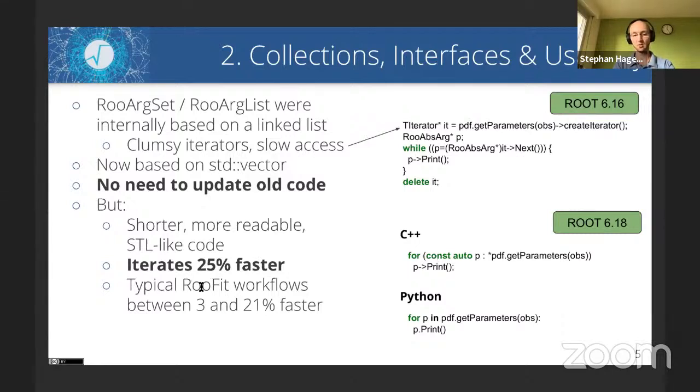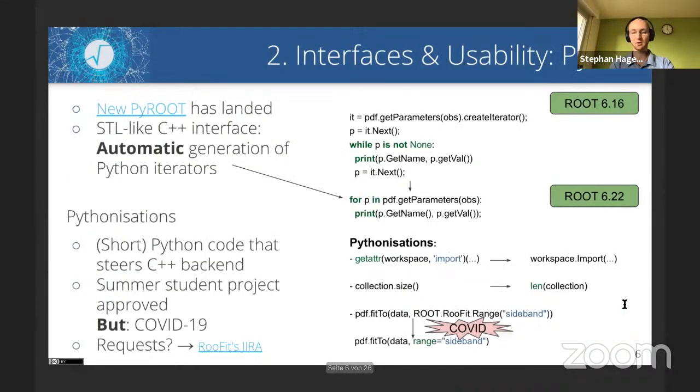Typical workflows, when you just look at the tutorials in RooFit, are between 3 and 21% faster. That depends on how much iteration they are doing. So let's have a look now at Python. Axel mentioned this, we have PyRoot, which generates automatic Python bindings. So if you have something on the C++ side, we can access this on the Python side, and these bindings are generated automatically.